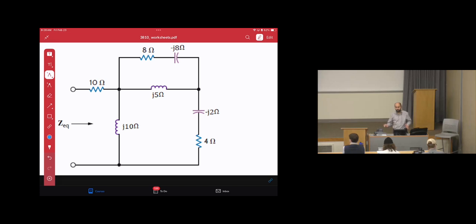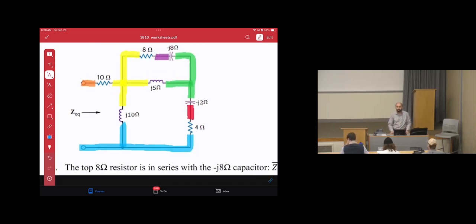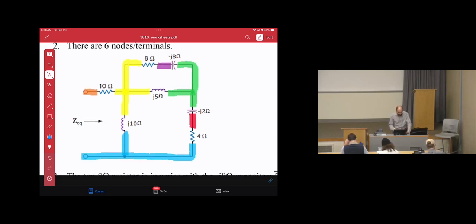Let's do the procedure. Everything in ohms, and we can combine them together. There's no problem with that. So according to our steps, let's label the nodes. You can label them as letters, or as node 1, 2, 3, 4, up to 6, so the 6 nodes. Whatever you feel more convenient, it's good. Then by labeling the nodes, you will realize that the 8 and negative j8, this resistor and this capacitor, are in series. They are all in ohms, and we can combine them. Then 4 ohms and negative j2 ohms are in series as well. Then we can combine them together.